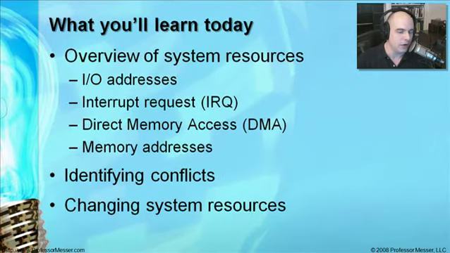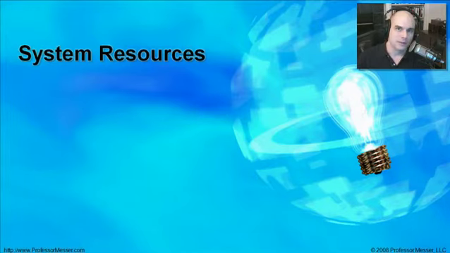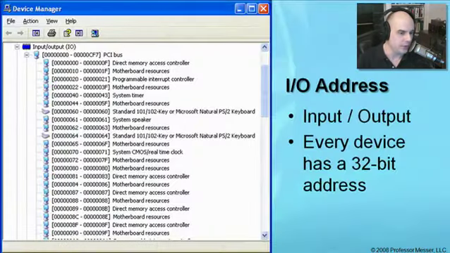So today we're going to get an overview of what these system resources are. What is an IO address? What is an interrupt request? And how can we use direct memory access, or DMA? We're going to talk about memory addressing and talk about how we might identify conflicts and change system resources if necessary inside of our personal computer. Let's step through some of these system resources.